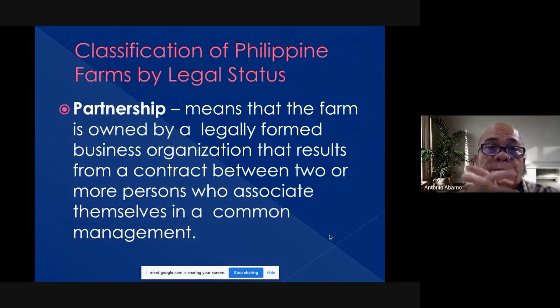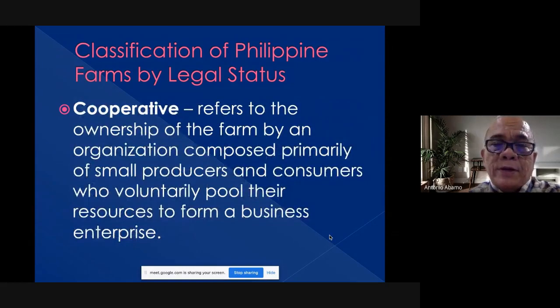So, classification of Philippine farms by legal status: there is partnership, meaning a few people combine their resources together and operate certain farming activities or a farming enterprise. Aside from that, we also have cooperative farms. As I have mentioned a while ago, people with different sizes of land holdings pull their resources together, form a cooperative, and operate the farm activities as a cooperative also. There are successful production cooperatives already surviving in the country.